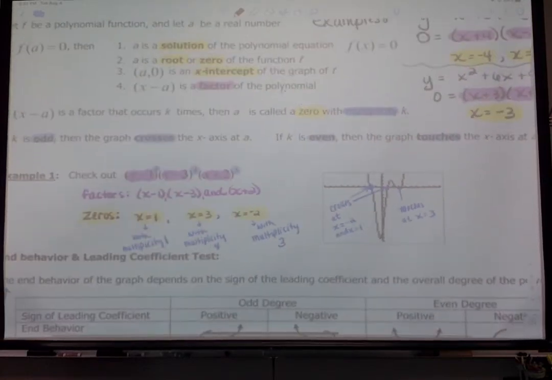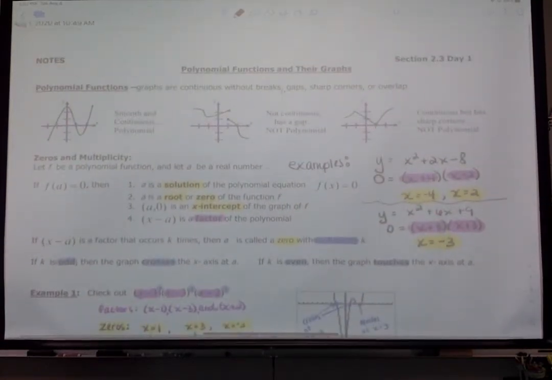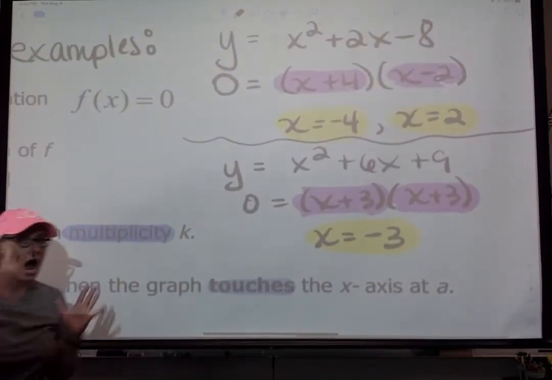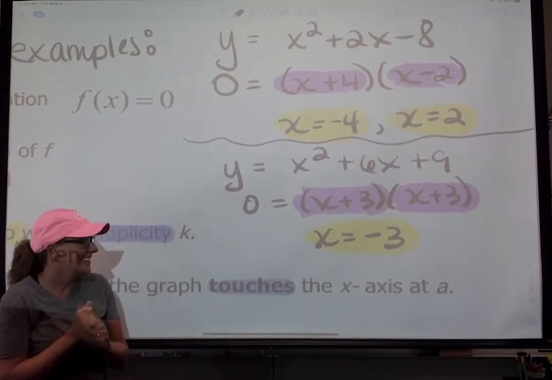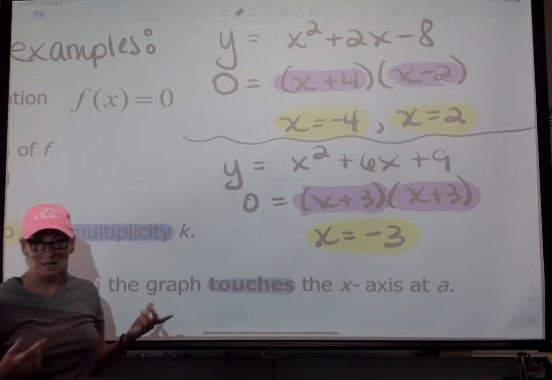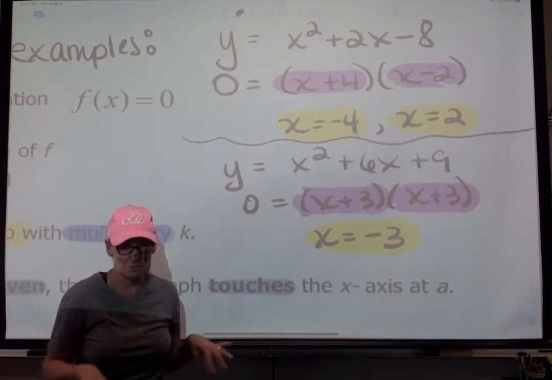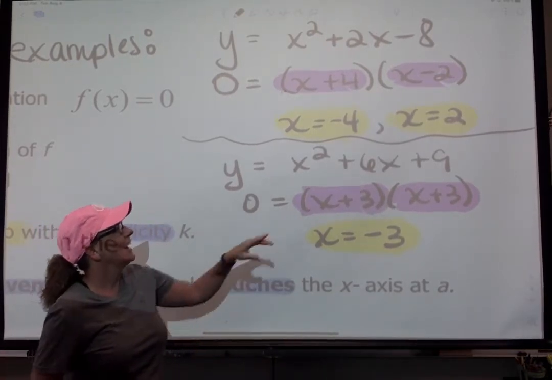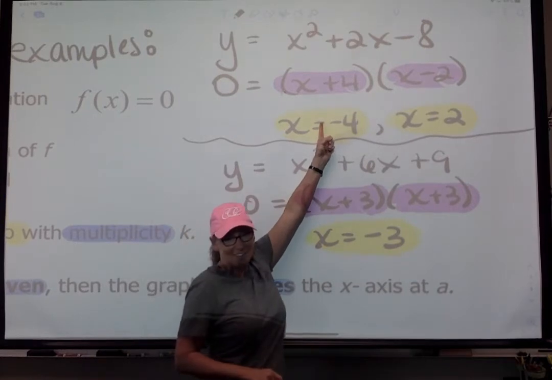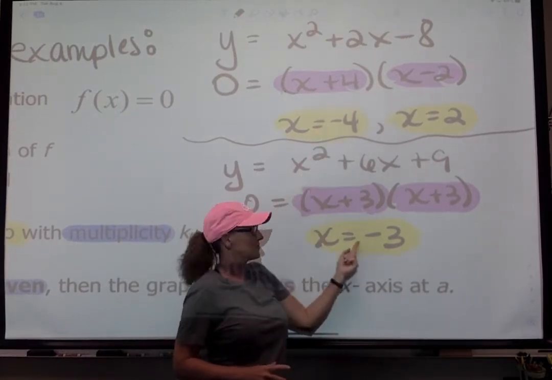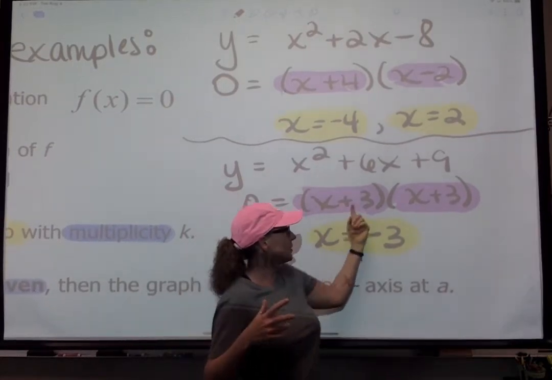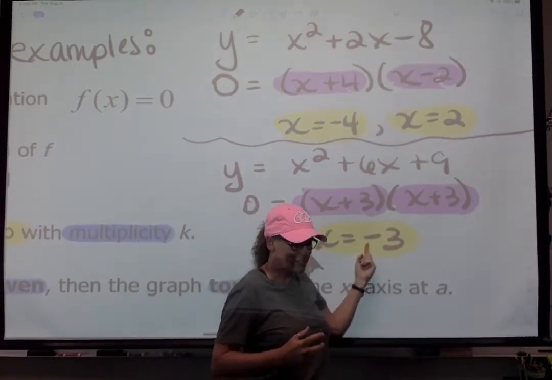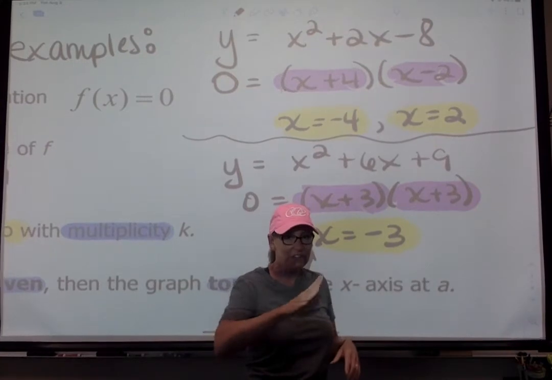So keep that in mind. Multiplicity. And honestly, I don't have my multiplicity memorized. While I'm up here teaching, I do not have multiplicity memorized. I know what this graph looks like, kind of, and I know what this graph looks like. So I just think it through. If it occurs twice, I have one x-intercept, it sits on it.